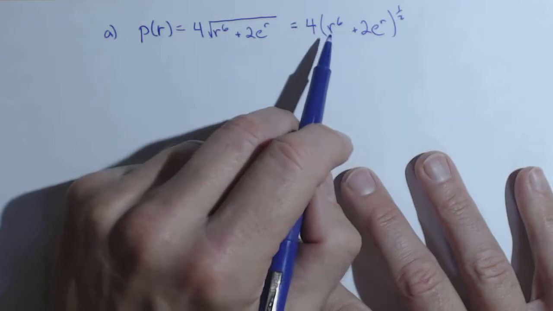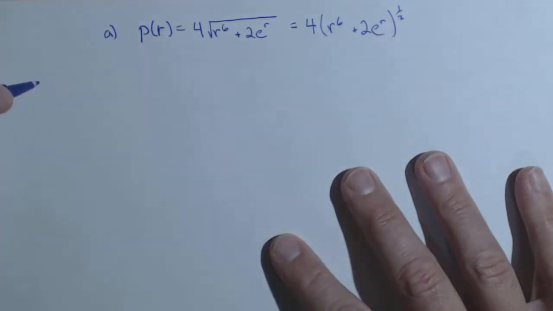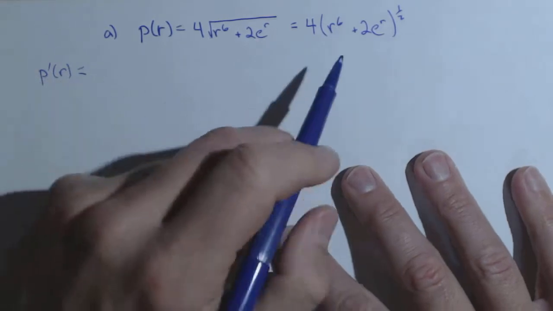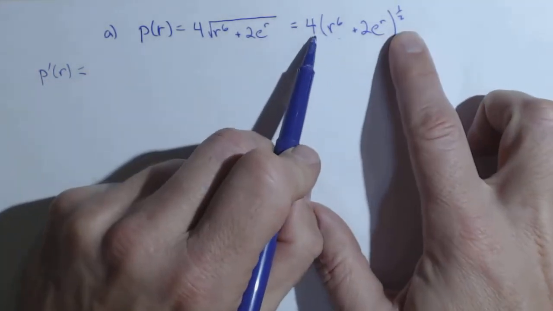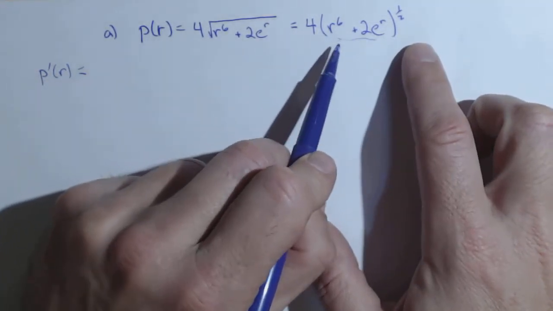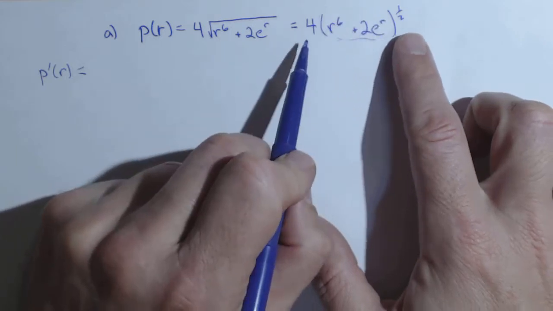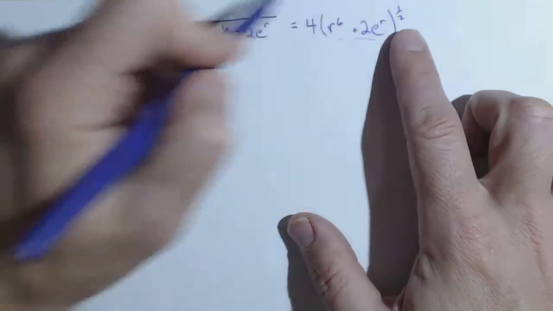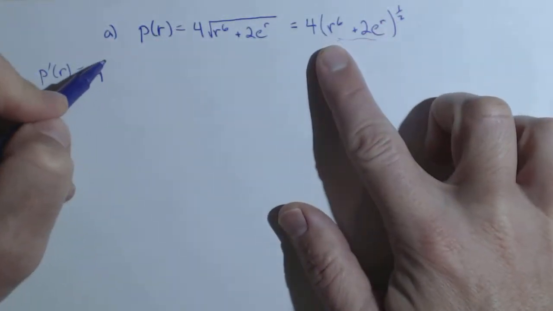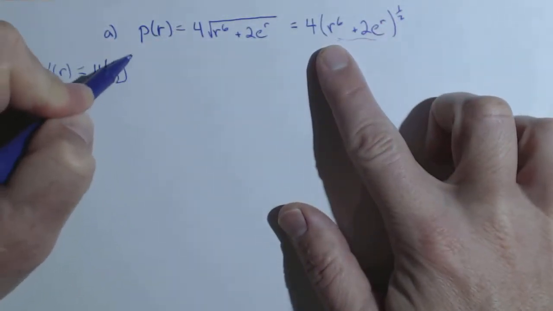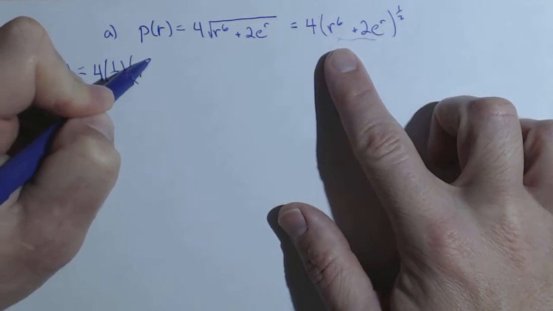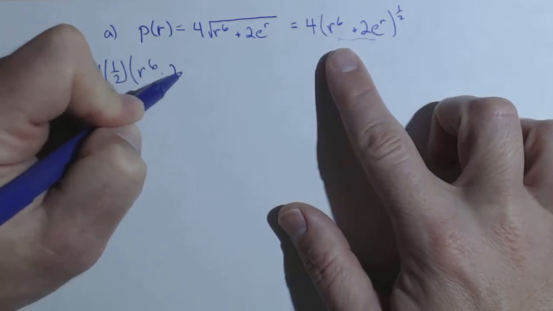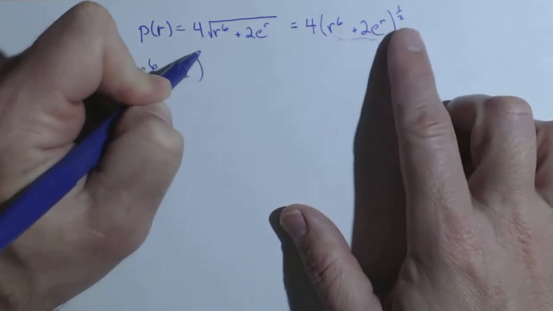So we're going to have a chain rule because we can see the composition. So when I go to find my p prime of r, first thing I'm going to do, my exponent's on the outside. This is the inside function. So when I apply the chain rule, I'm going to do the derivative of the outside. So my 4 will stay out front. Derivative of the outside, I bring the 1/2 out front, 1/2. Leave the inside alone, r to the 6th plus 2e to the r.